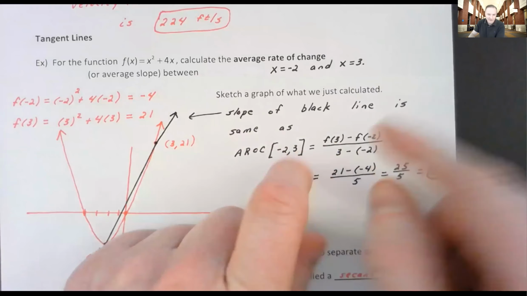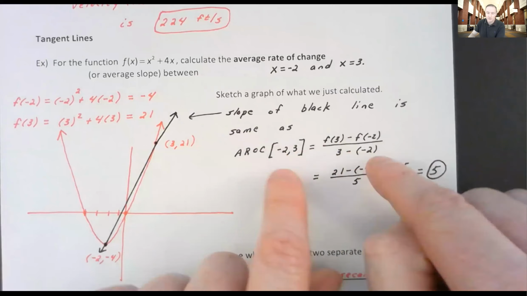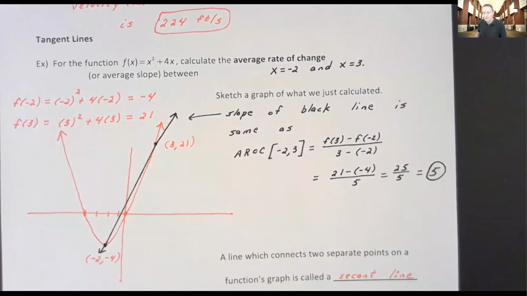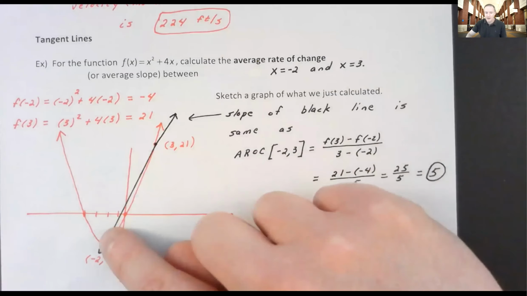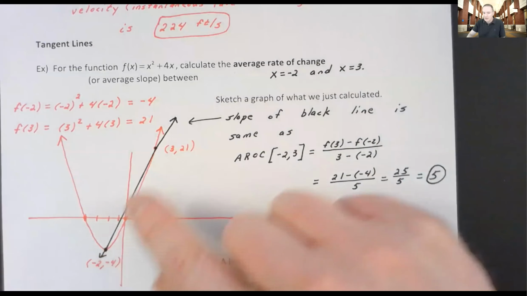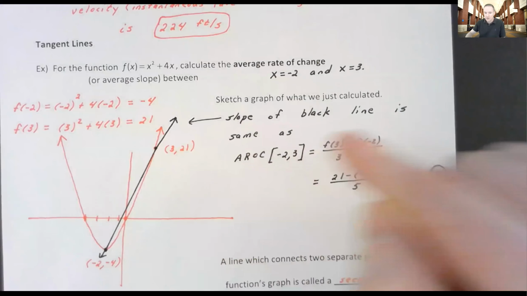So I can say, well, this is the exact same thing as the slope of the line connecting those 2 points. I get my 21 minus a negative 4 over 5, simplifies down to 5. The slope of that black line, it's going up 5 y units per x unit there. Well, that's its average rate of change. So the slope between any 2 points is always an average rate of change.